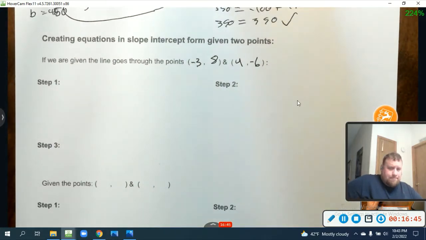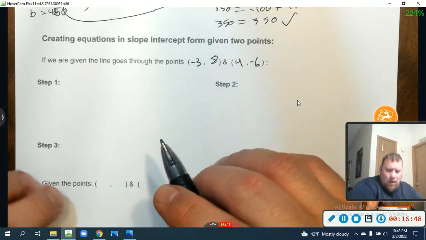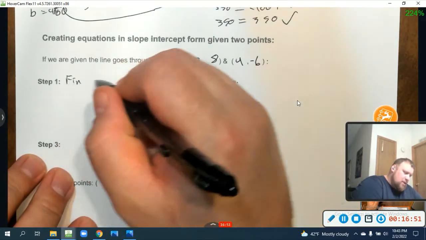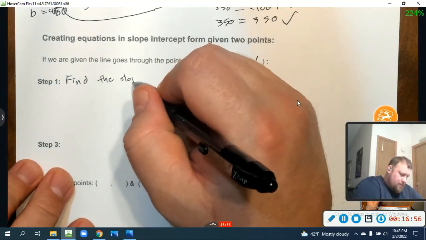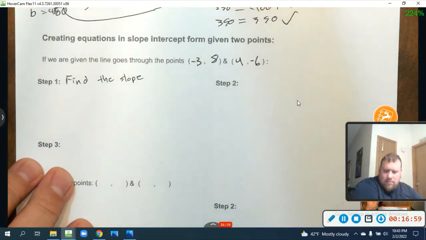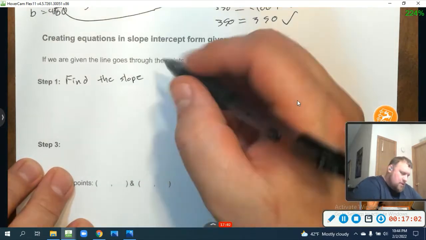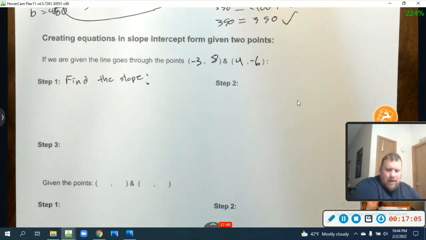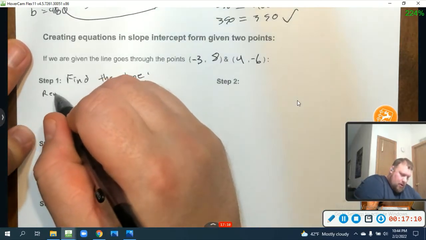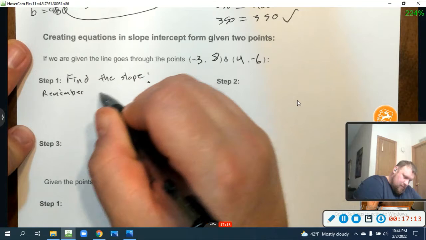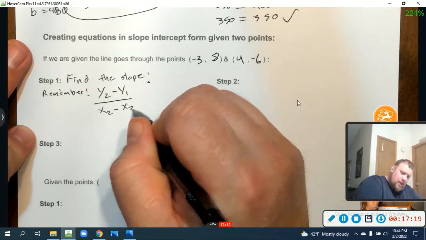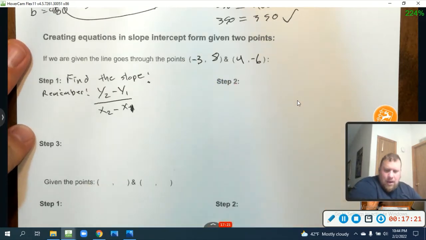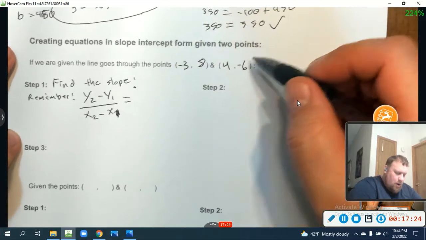Okay. So, for these points, step 1, find the slope. Instead of finding the y-intercept first, we have to find the slope first, because once we find the slope, we're in business. Don't forget we had that formula, written on the front page. To find the slope, it's y2 minus y1 over x2 minus x1, which is simply looking at these two points right here.